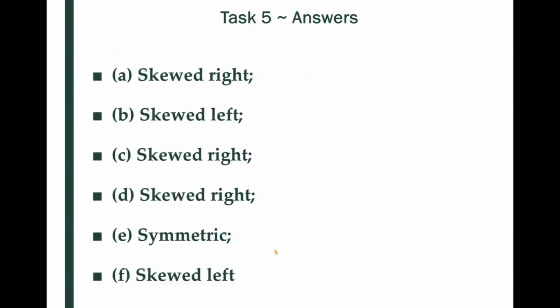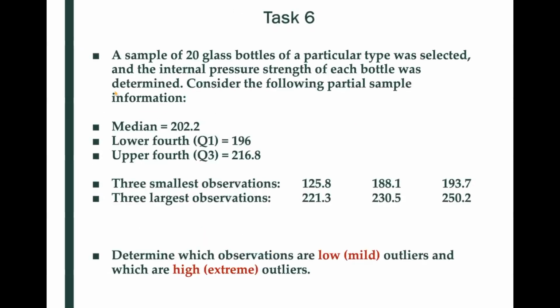Okay. Those are the answers we just walked through. Okay, task 6. A sample of 20 glass bottles of a particular type was selected, and the internal pressure strength of each bottle was determined. Consider the following partial sample information. So here we have the median is 202.2. The lower quartile or lower fourth is 196. The upper fourth, Q3, is 216.8. And then we have the 3 smallest observations and the 3 largest observations.